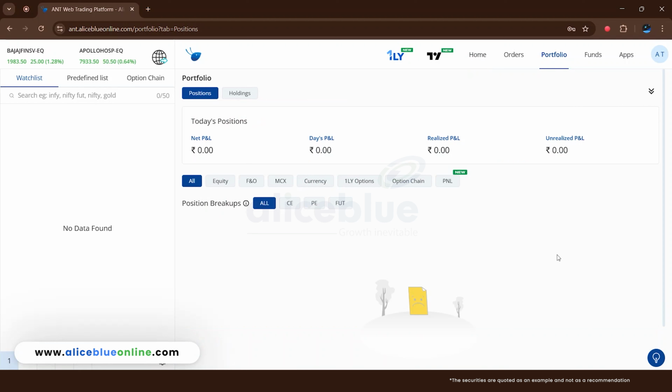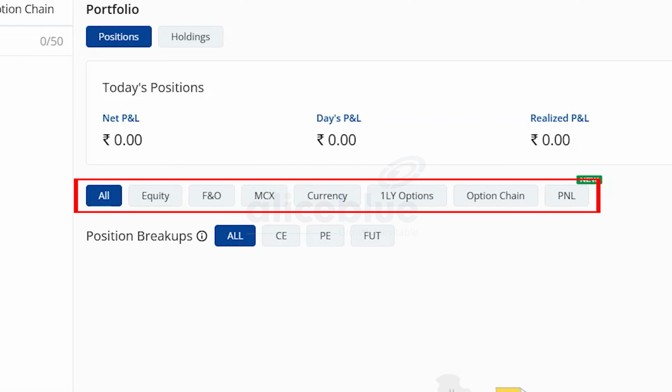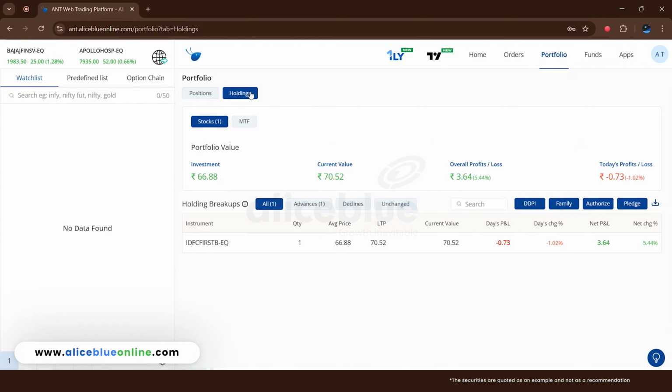Beneath this, we have this filter row which helps you filter by market type, such as equity, FNO, MCX, currency, etc. The next row helps you filter by instrument type inside derivatives, such as calls, puts, and futures. Now let's move on to the holding section.